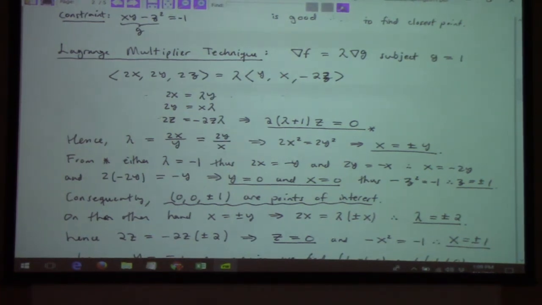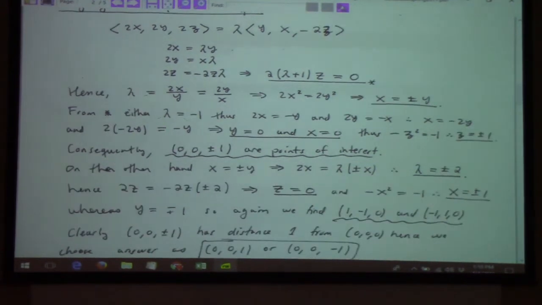On the other hand, if I look at the case that, let's see here. What am I doing here? So I was chasing it a different direction. If I start with x equals plus or minus y, I get 2x is lambda times plus or minus x, which gives me that lambda is plus or minus 2, which then tells me that this is that, which suggests z is 0, which then tells me x is plus or minus 1, and then y will be plus or minus 1 as well, I think.